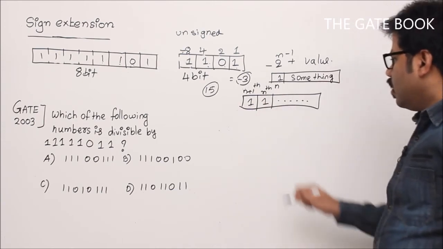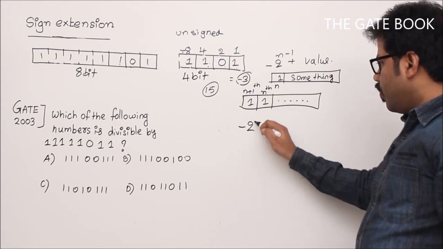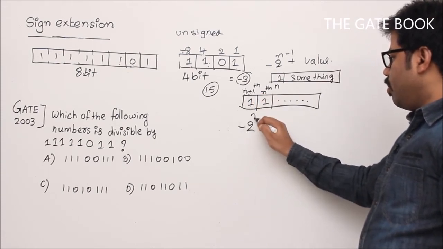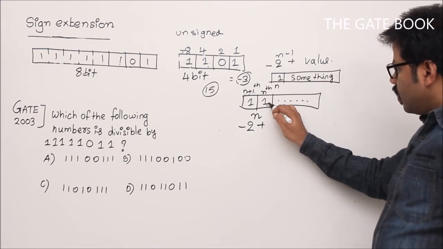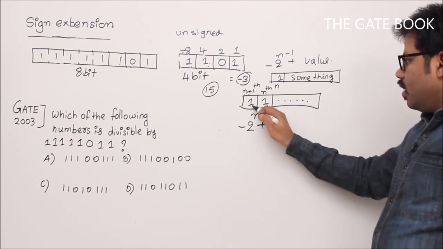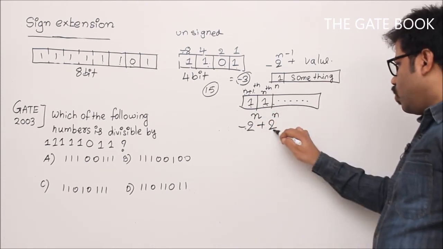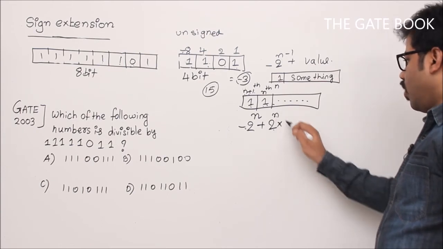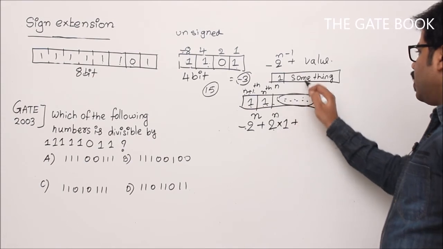If I do that, then the value will become minus 2 whole power n, because this time it is the n plus 1th bit, plus this one. Because of this one, what happens? What is the weightage of this one? 2 to the power of n. You know the last bit will get negative weightage, remaining are positive weightages, right? So 2 power n into 1, plus what about this value? This value will be like this value.